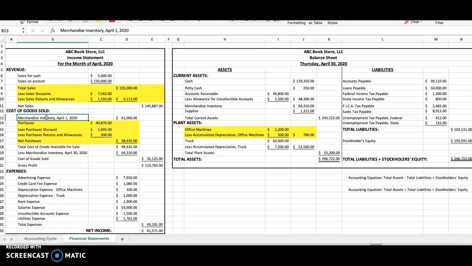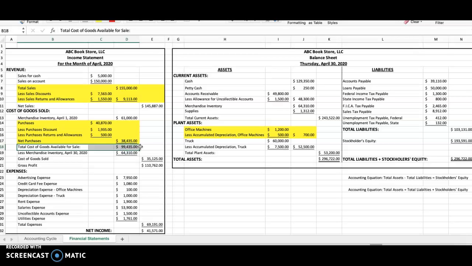So on April 1, the beginning of the accounting period, we had merchandise inventory totaling $61,000. Then we go through this mathematical computation. We take purchases, subtract the discounts and the returns and allowances. We get net purchases, and we add that to what we had at the beginning. We had $61,000 at the beginning. We bought another $38,000 in net purchases, giving us something we call total cost available for sale.